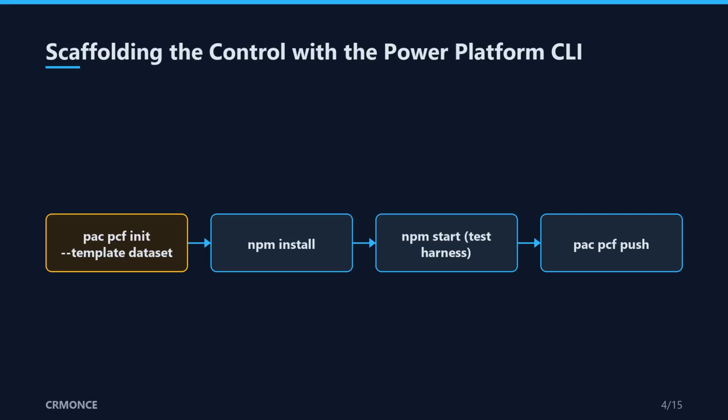Let's scaffold this thing. Open your terminal and make sure you've got the Power Platform CLI installed. That's a command line tool, called PAC for short, that automates common PCF tasks. First we run pac pcf init, telling it a namespace, a control name like FluentGrid, and crucially the template flag set to dataset instead of field. That's what tells the tool to generate the right boilerplate for binding to a list of records.